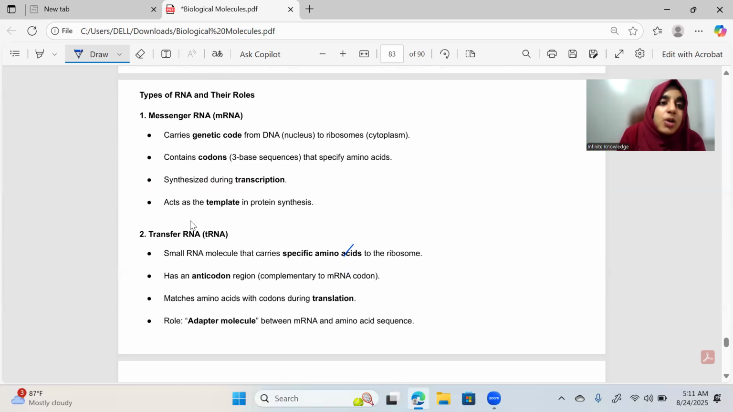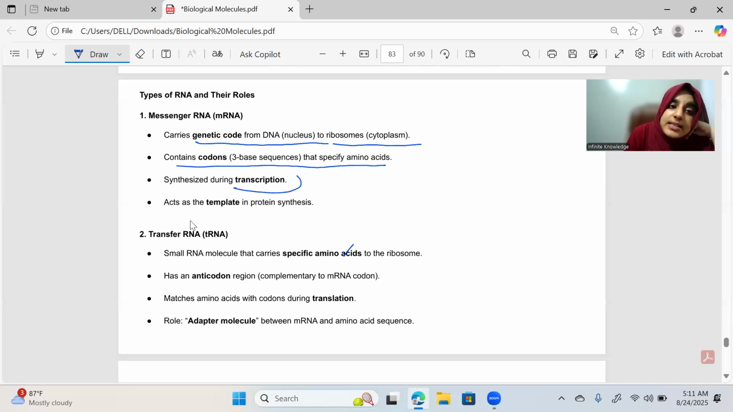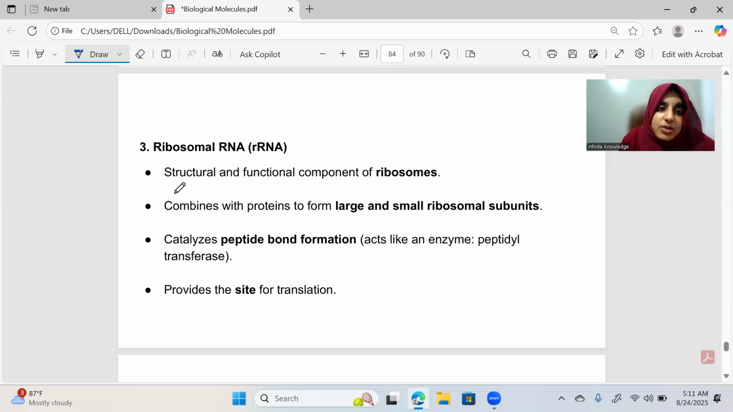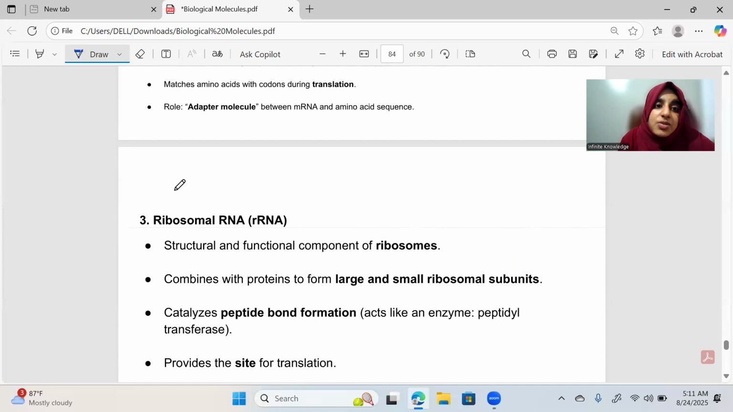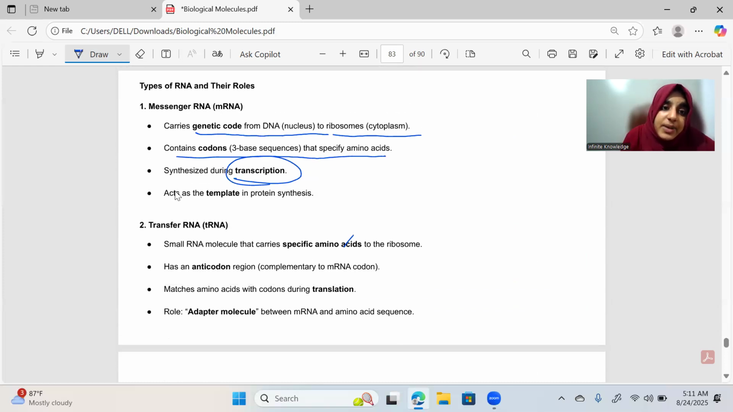Okay. So, what is messenger RNA? It basically carries the genetic code from the DNA to the ribosomes in the cytoplasm. It contains three-letter codes that specify the amino acids, and it is synthesized during transcription. So, I'm going to show this to you. See, this is the process of transcription. What happens is that this is a double-stranded DNA, and by the process of transcription, it breaks down and makes complementary strands, that is known as the single-stranded RNA. So it is used in the formation of proteins. It acts as a template in protein synthesis. This is very, very important for your MCQ, and it carries the genetic code from the DNA to the ribosomes. Okay.